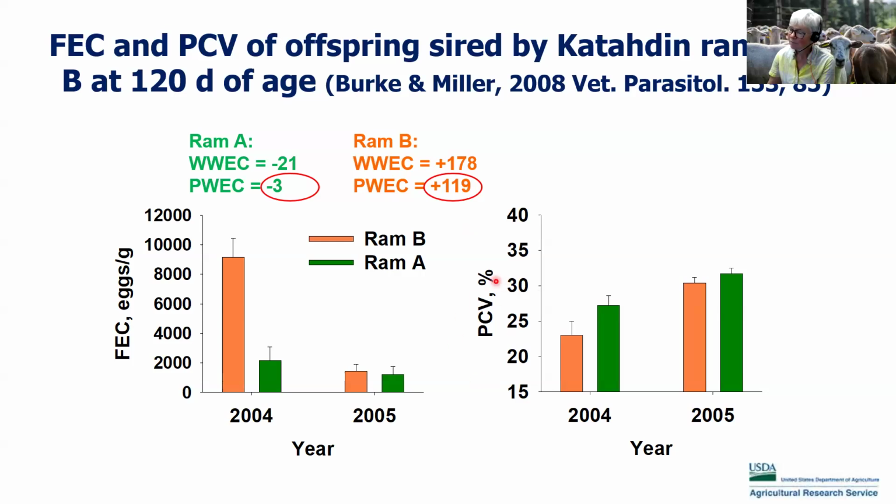But anyway, level of anemia. This time more is better, so essentially more red blood cells. And that more susceptible ram, his offspring were more anemic.